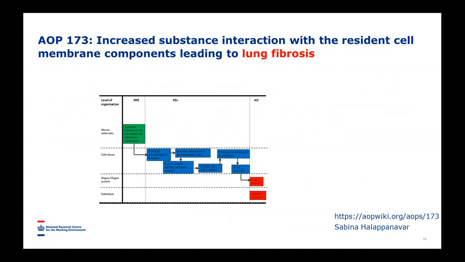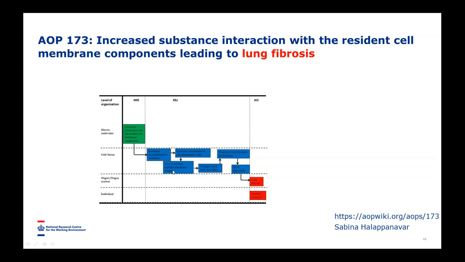So SmartNanoTox has already finalized two AOPs, and I will show you the two AOPs here. The first AOP is developed by Sabina Halappanavar at Health Canada, and it is submitted to the AOP Wiki as AOP 173, and describes how inhalation of nanomaterials can lead to lung fibrosis. And here you see the molecular initiating event, which is interaction with resident cell membrane components that will lead to increased pro-inflammatory mediators, leading to increased recruitment of pro-inflammatory cells. So here's a pro-inflammatory response leading to influx of inflammatory cells, leading to loss of alveolar capillary membrane integrity.